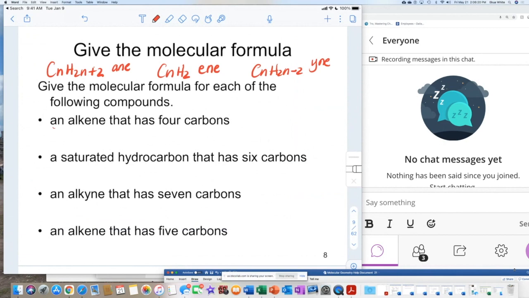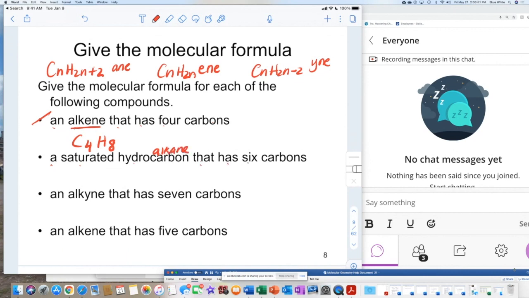Okay, they want an alkene that has 4 carbons. So, alkene, that's this one here, right? So it has to follow this format. Okay, I'm just going to substitute here. It's going to be C4H8, right? For the alkene. Okay, check.